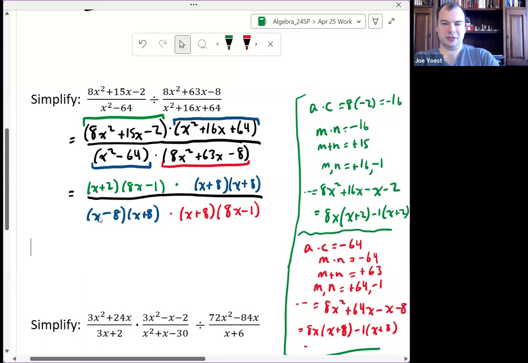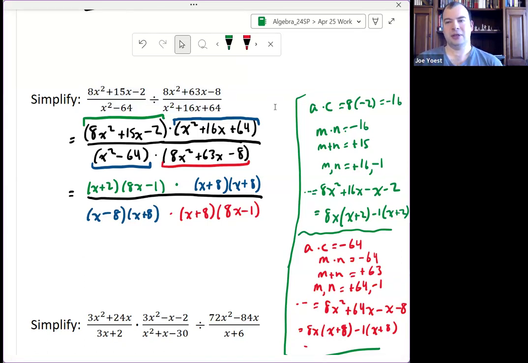X squared minus 64, difference of 2 squares, factors into x minus 8 times x plus 8. X squared plus 16x plus 64, maybe I recognize this as the perfect square pattern. I note that x squared is just x squared, and 64 is 8 squared. So then as my cross term, my middle term, is it 2 times x times 8, plus or minus? Yes, it is. It's a perfect square. So this is x plus 8 squared, or x plus 8 times x plus 8. I could also have just noticed that I'm looking for 2 numbers that multiply to 64 and add to 16, and 8 and 8 fit the bill.